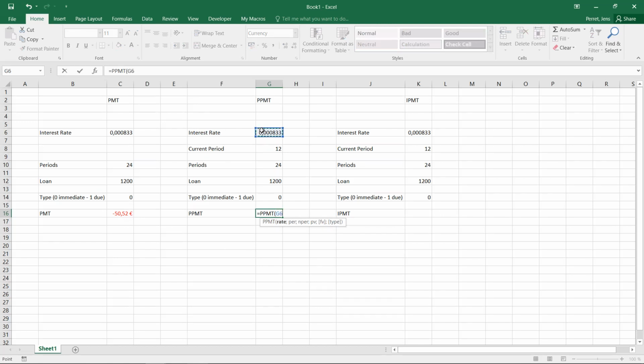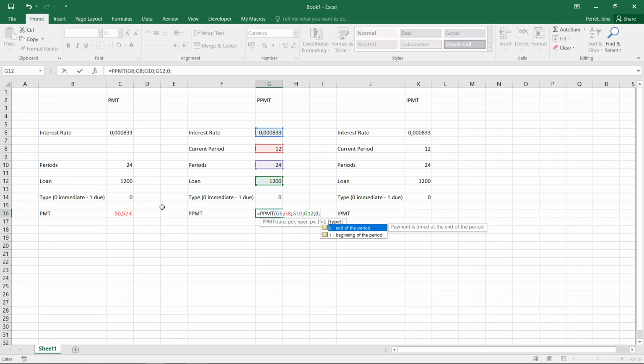Here I have the interest rate. Then it wants to have, with Per, the current period under consideration, the number of periods, and the loan. Then I can add two options as well. Do I have a final value? So do I want to pay back the whole loan? Then I would put 0. Or if I will stop at a certain point, I can add any value lower than the loan.